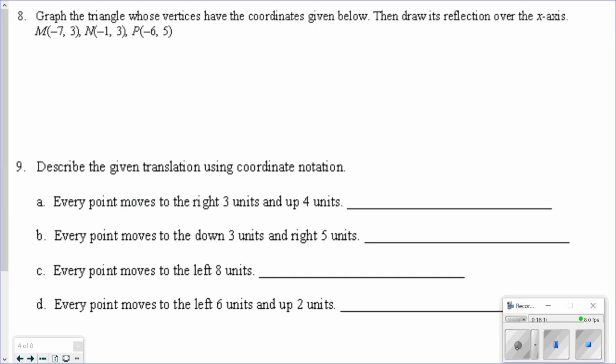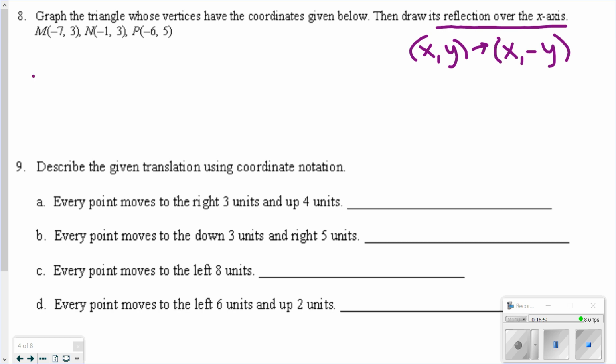So for question 8, it states, graph the triangle whose vertices have the coordinates given below, then draw a reflection over the x-axis. Since this is a Polaris quiz, we can't actually graph this, but I will know the new coordinates of my shape, knowing that it has a reflection over the x-axis. So let's just remember that if you have a coordinate x and y, and we reflect it over the x-axis, the x value is going to stay the same, but your y value is going to become negative y. So the only coordinate I change is the y coordinate.